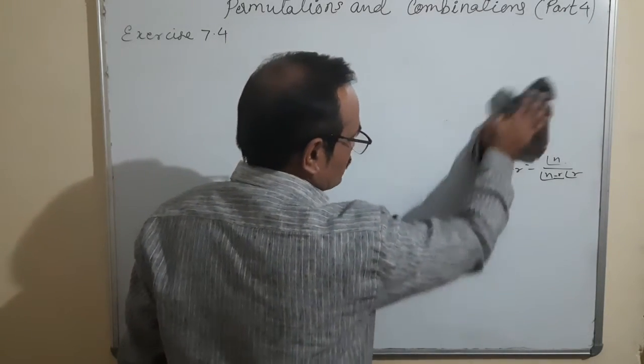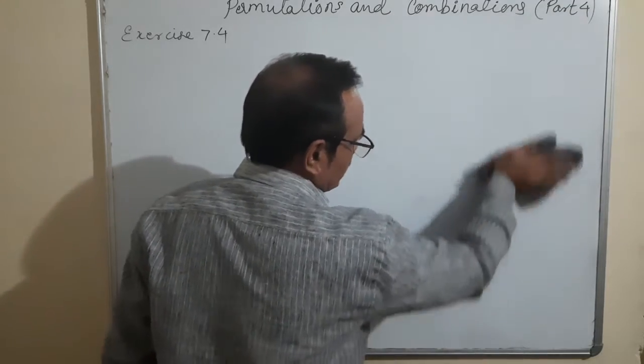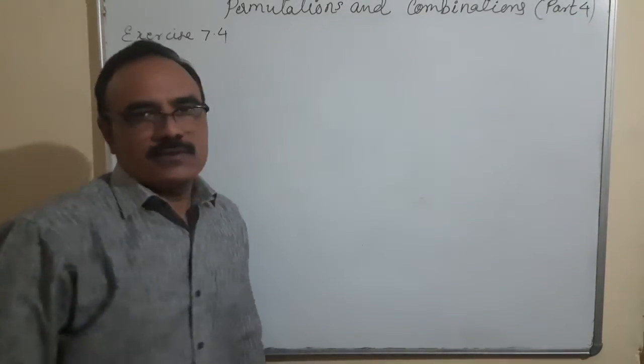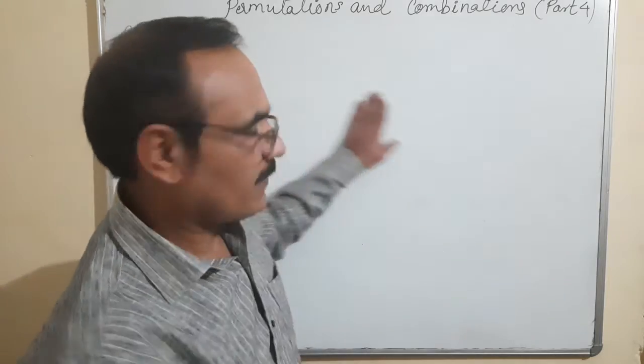This question can be understood in a different way also. Suppose 21 persons are there and they want to shake hands with one another. So total how many handshakes are possible? 21C2.